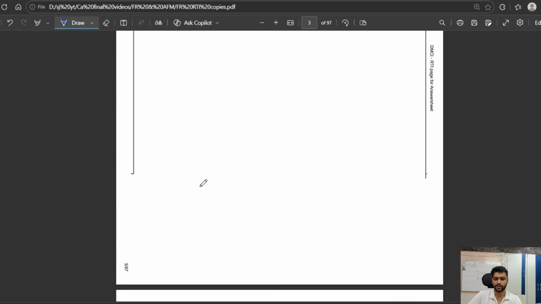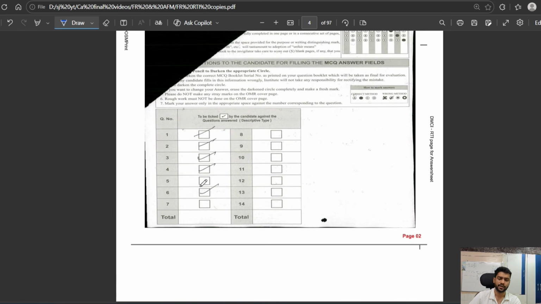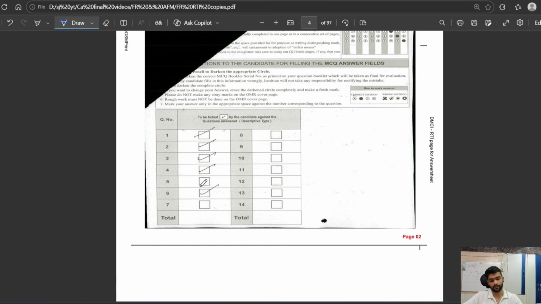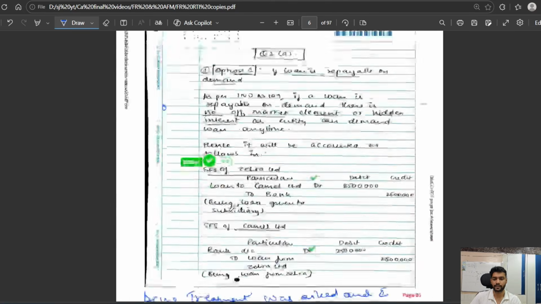Okay, now coming to the second page, it is not a big thing. In my FR paper I did not attempt the 5th question, the revenue question, because I actually did not understand that question. So now let's start with the questions.